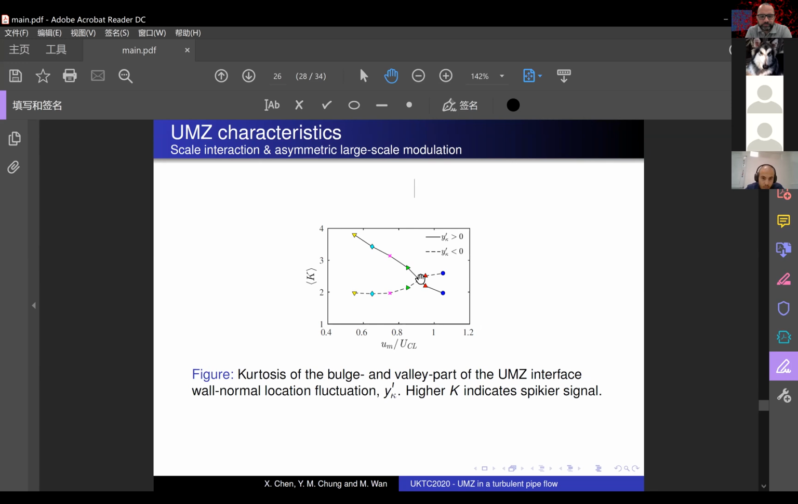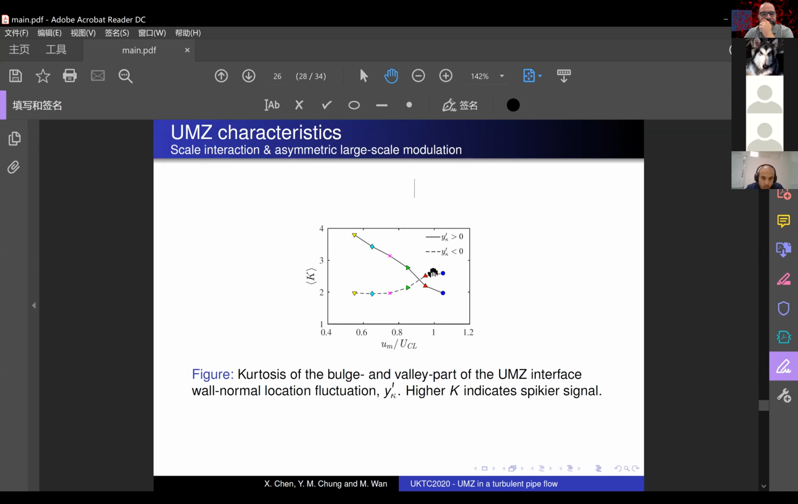Another feature of the interface is the spikiness of the ejection part and sweeping part. So we measure the kurtosis of the y prime signals for its positive ejection parts and negative sweeping parts separately. So high kurtosis means the signal is very pointy. The solid line for ejection suggests that the ejections are the spikiest near the wall and smooth out with the wall distance. And the sweeping structure, shown by the dashed line, on the other hand, is the flattest near the wall, and it gradually becomes spikier towards the pipe center and eventually becomes spikier than the ejections in the pipe center.